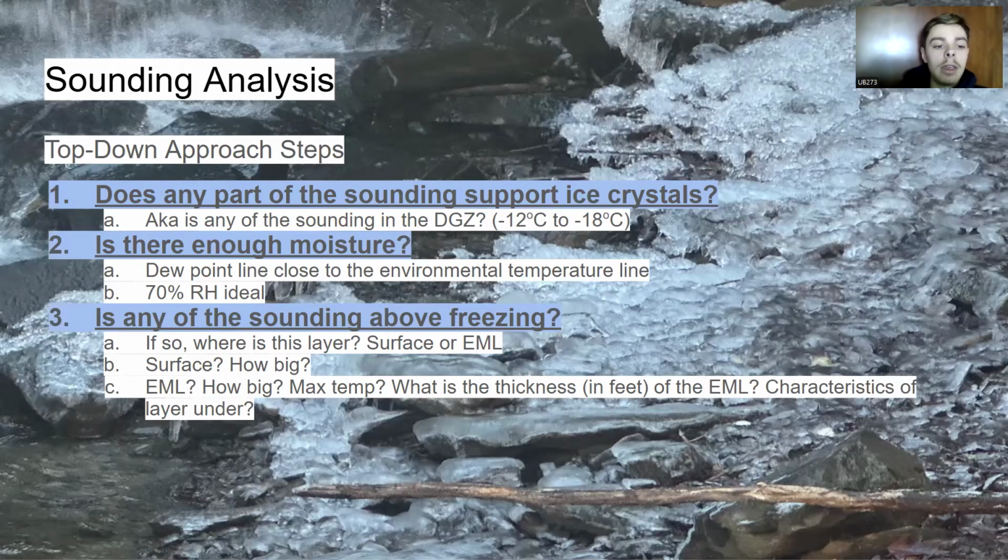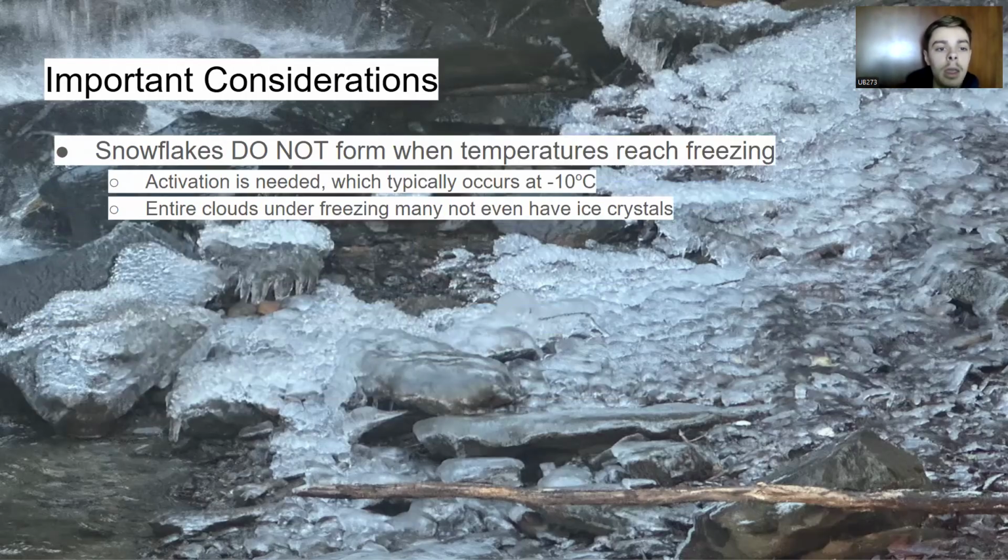Next, you need to see if any of the sounding is above freezing. If so, where is this layer? Is it a surface layer or elevated melting layer like we talked about in the last video? If it's at the surface, how big is the layer? We're going to talk about this later. The elevated melting layer, how big is it? What's the maximum temperature? What is the thickness? What are the characteristics of the layer under it? We're about to talk about all this. But first, some more important considerations.